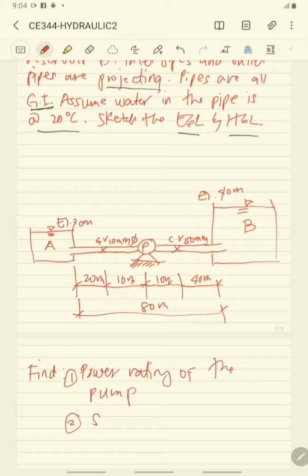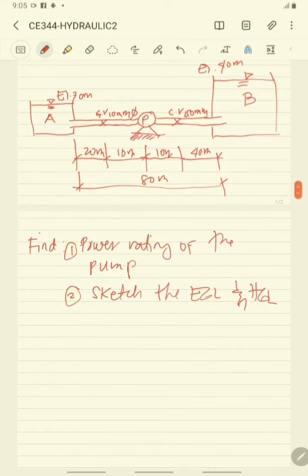Then we have to sketch the HGL. After that, you also have to list what are the given.